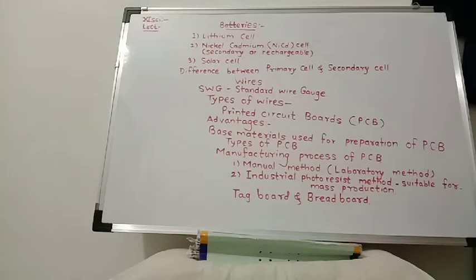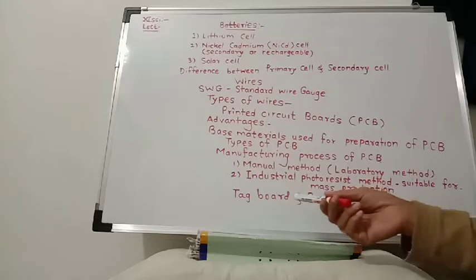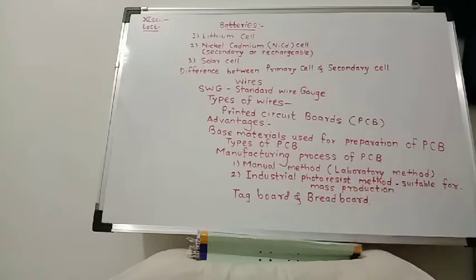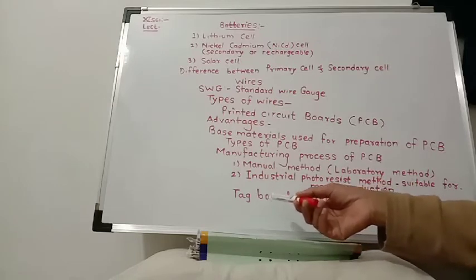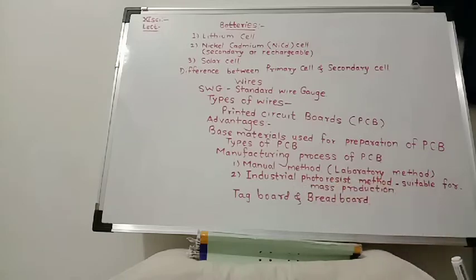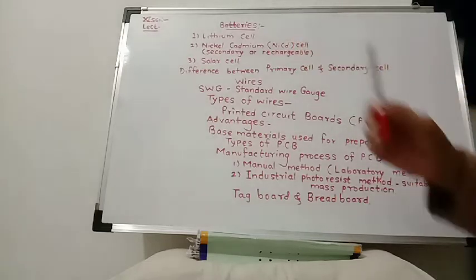For assembling small electronic circuits or projects, tag boards and breadboards can be used. As per the circuit diagram, we can assemble the circuit on tag board or breadboard. Breadboard is also called a solderless board. So first of all, we will study about battery.